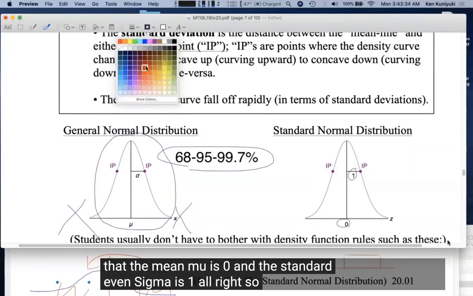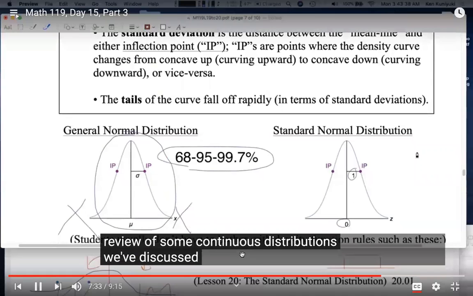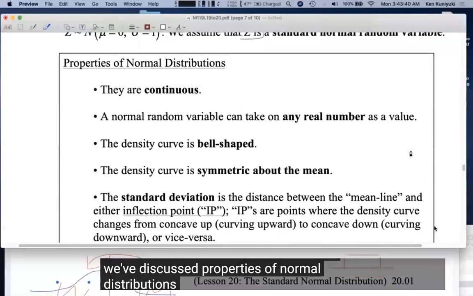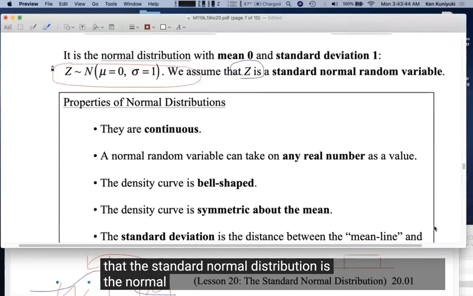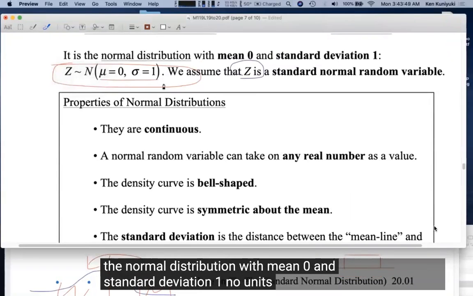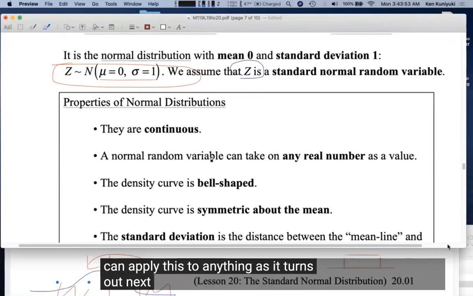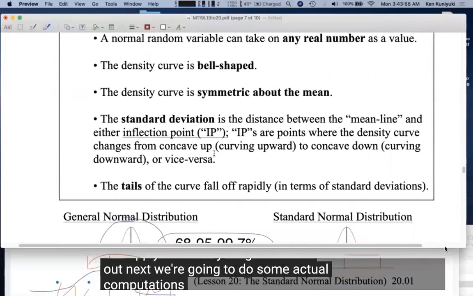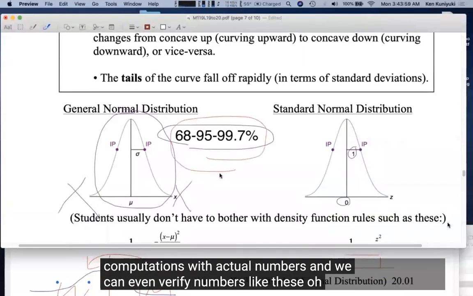All right. So that's a review of some continuous distributions. We've discussed properties of normal distributions in general. And remember that the standard normal distribution is the normal distribution with mean 0 and standard deviation 1. No units, because we can apply this to anything, as it turns out. Next, we're going to do some actual computations with actual numbers, and we can even verify numbers like these.